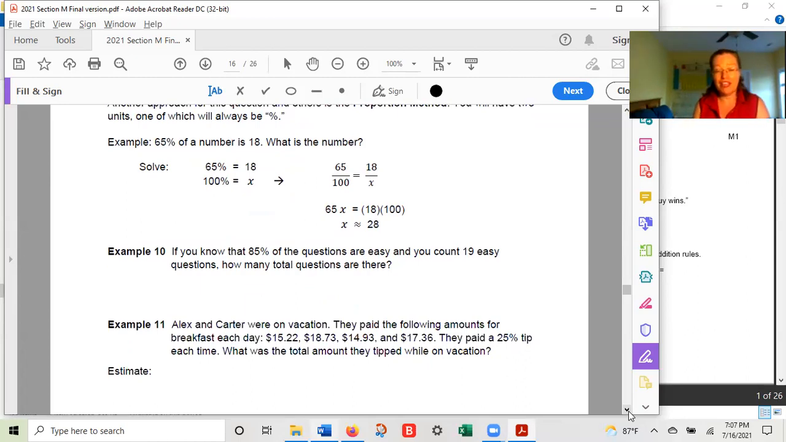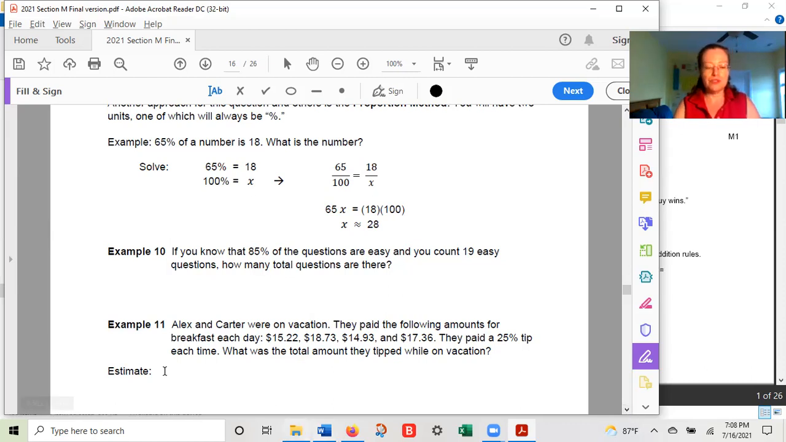Alex and Carter were on vacation. They paid the following amounts for breakfast each day: $15.22, and so on. They paid a 25% tip each time. What was the total amount they tipped while on vacation for breakfast? Okay. And here, let's do an estimate. What you're going to find is, even when we try to be more specific, we can still do an estimate for the total amount spent on breakfast.